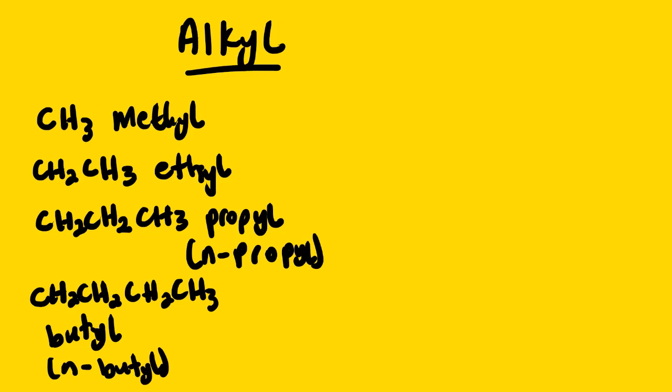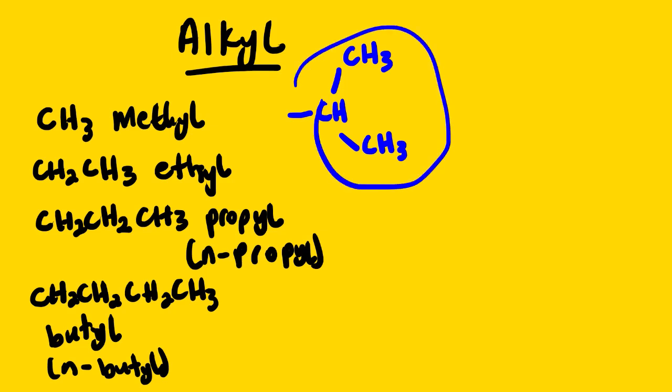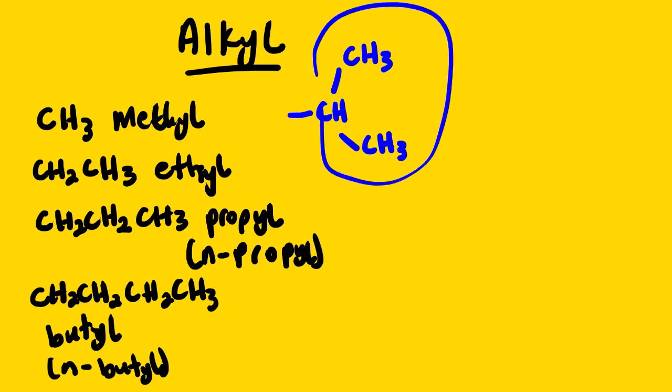Now, other ones which are not usual, let's say we have something like this. You can see the difference. It is not attached to the longest chain as a chain, but instead it has something like this, and then this bond goes to the longest chain, or the parent chain. So let's say we have something like this. What do we call this? How many carbons do we have here?